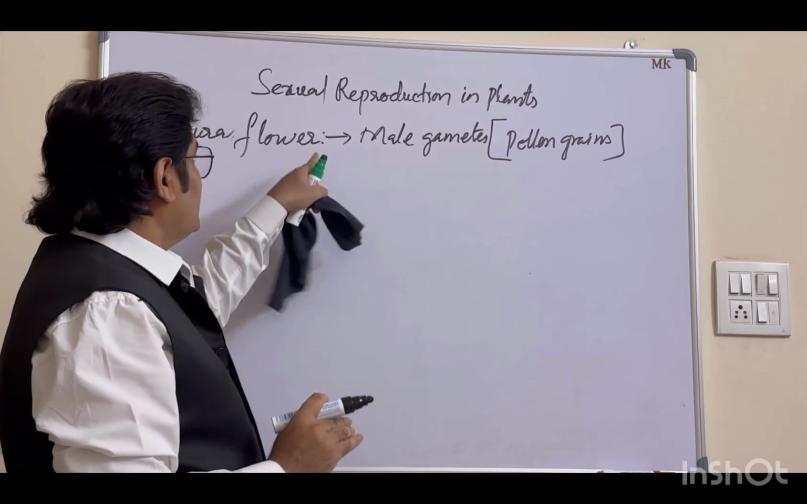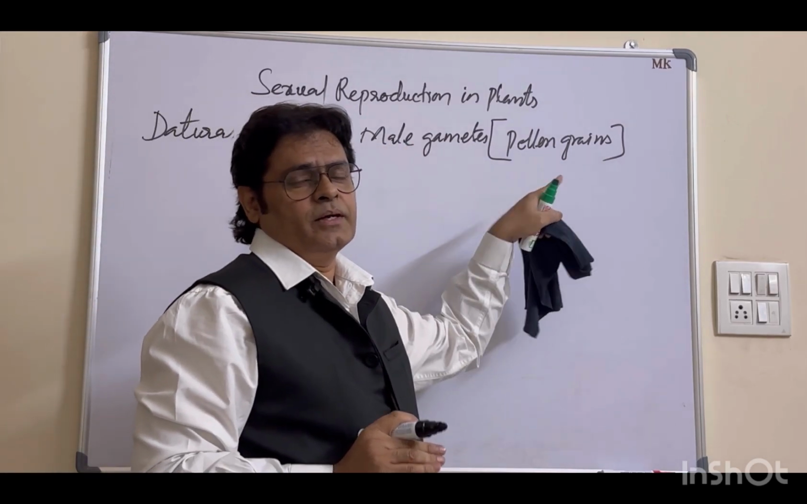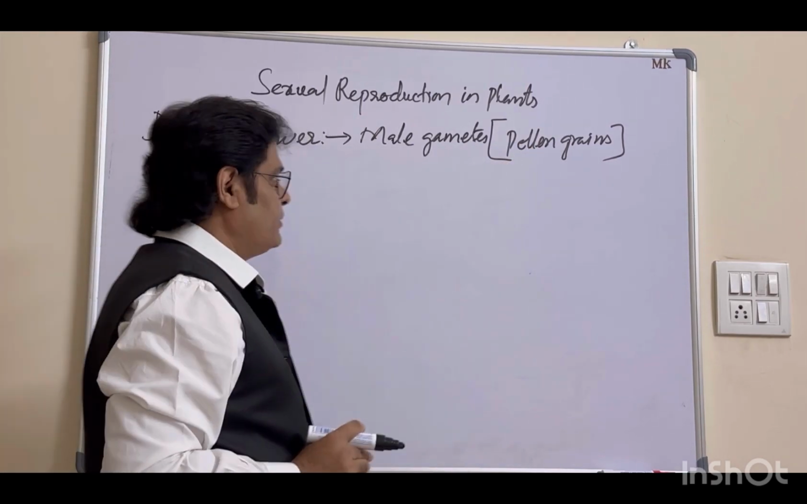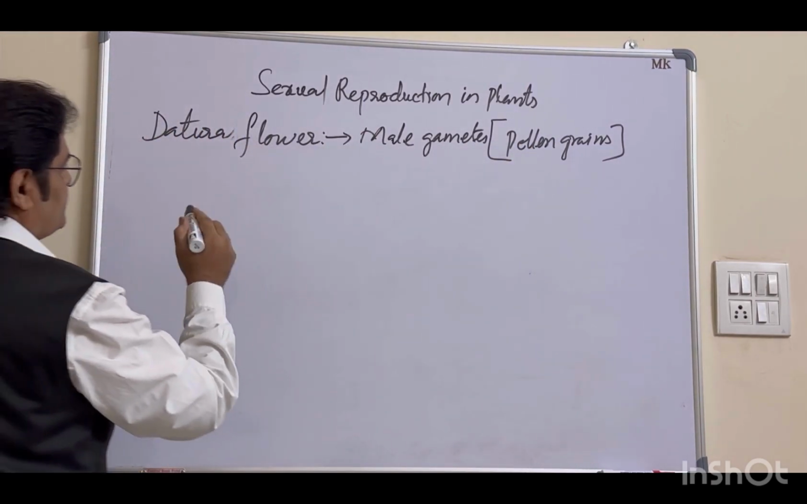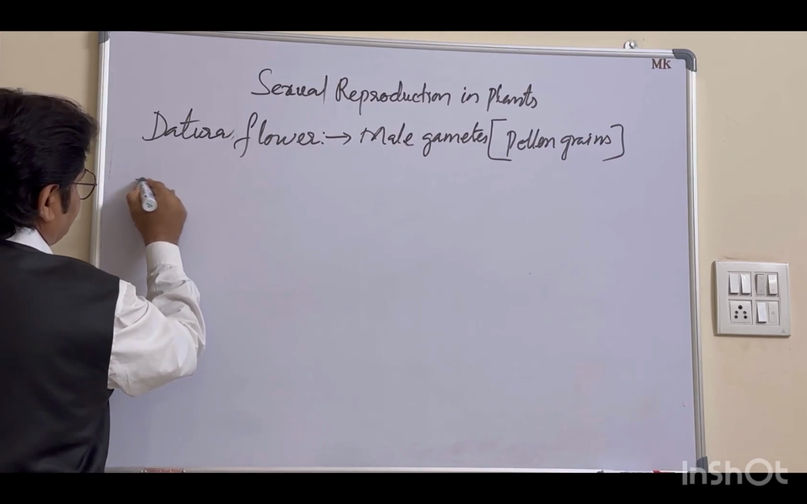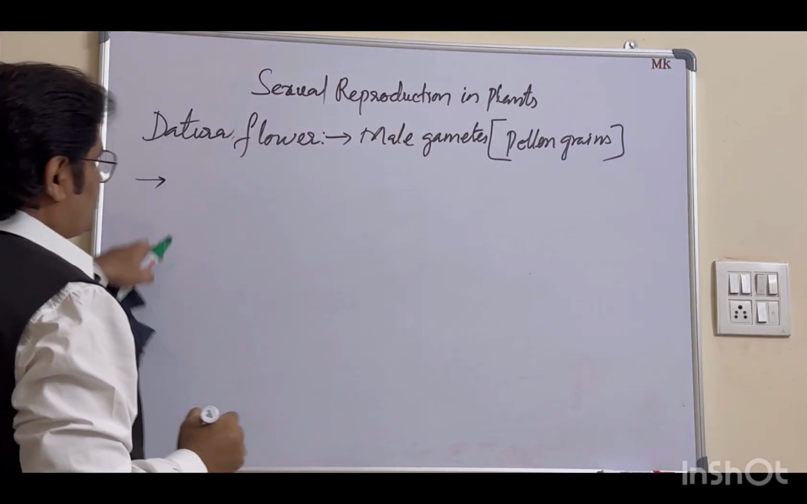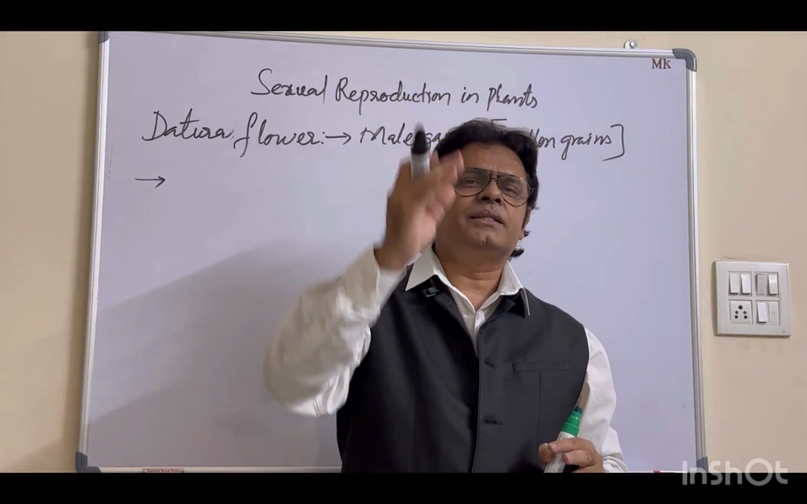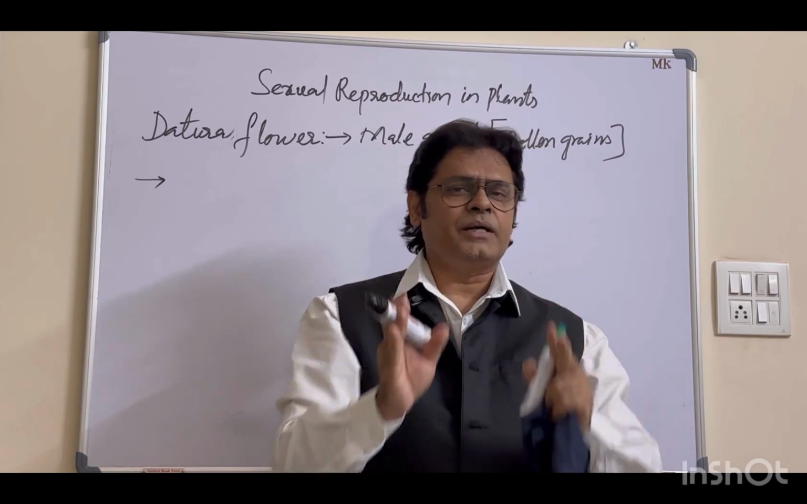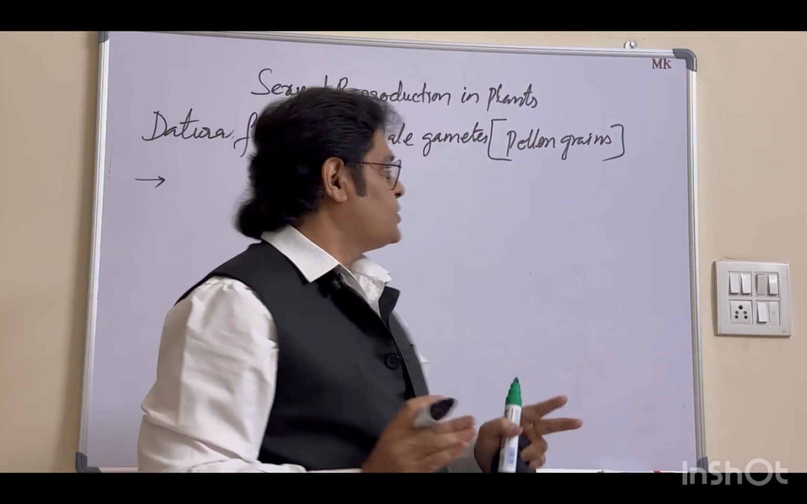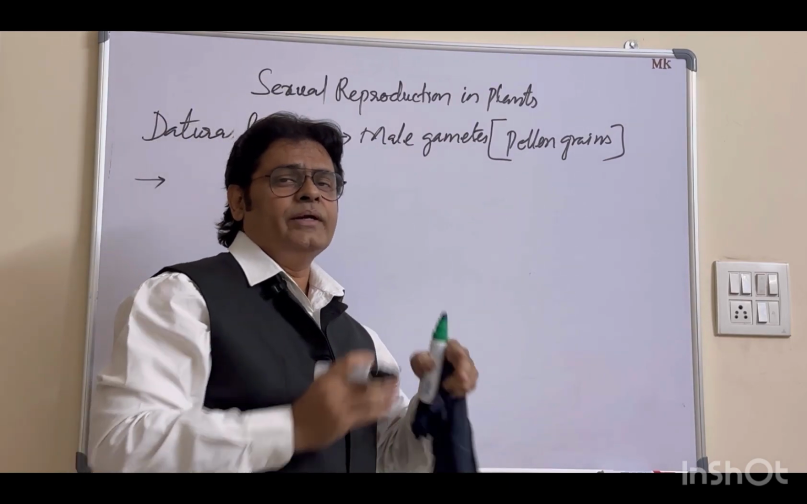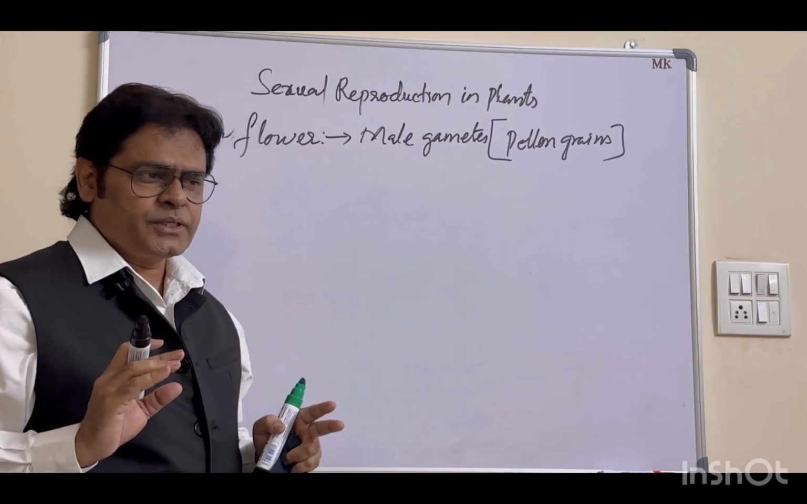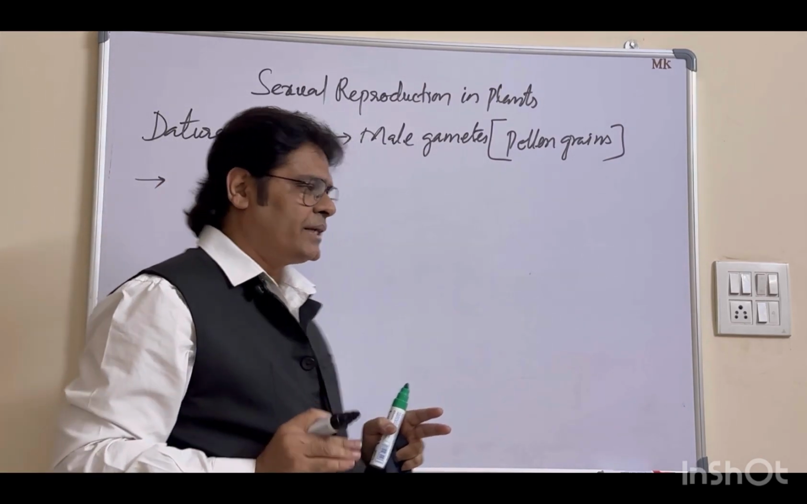Clear? Now, formation of male gametes. How the pollen grains are formed, that we have to explain here. Formation of pollen grain. How will it form? Here, I'll show the flowchart to you. If you're perfect in the flowchart, you can write the answer briefly. Easily you can frame the answer if you know the flowchart. I'll show you how the pollen grains develop by means of a flowchart. If you're perfect in the flowchart, you can write the complete answer.